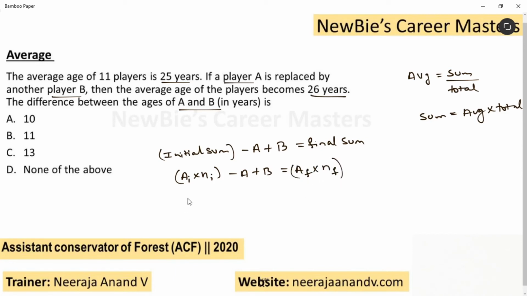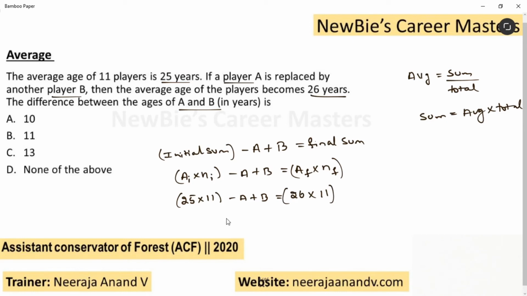Okay, so the initial average is 25. How many are there? 11 are there. Then minus A plus B, the final average is 26 years. Now, how many members are there? See, it's just a replacement, no? So we have 11 players. Yes, let's solve this question now.